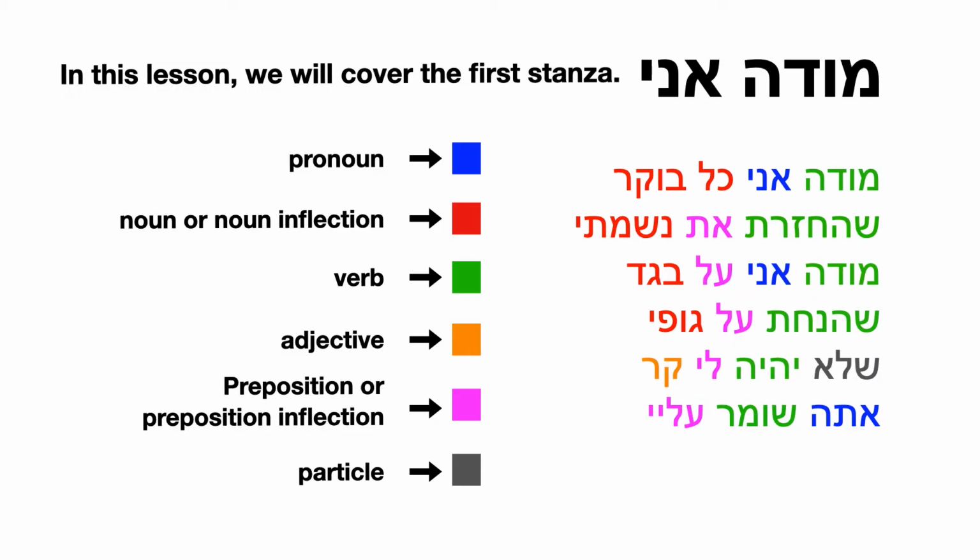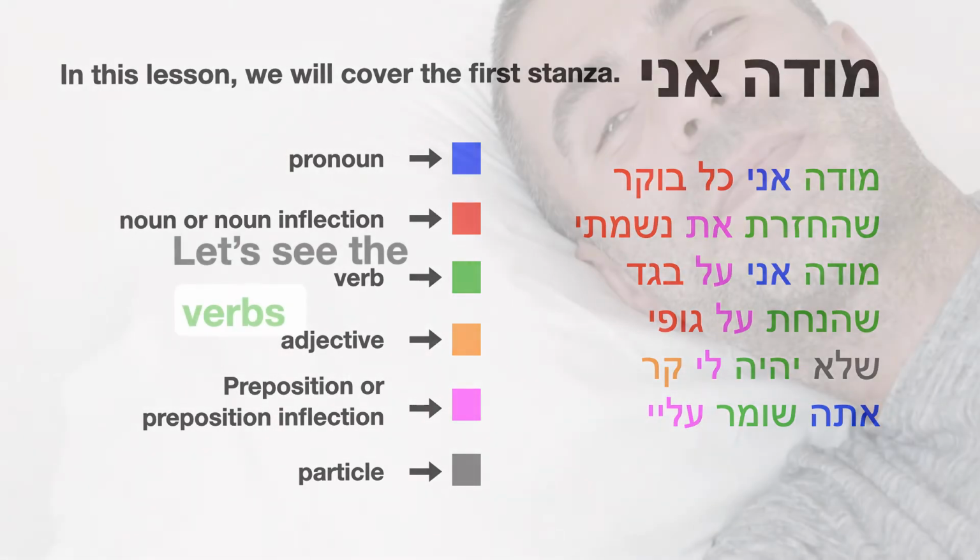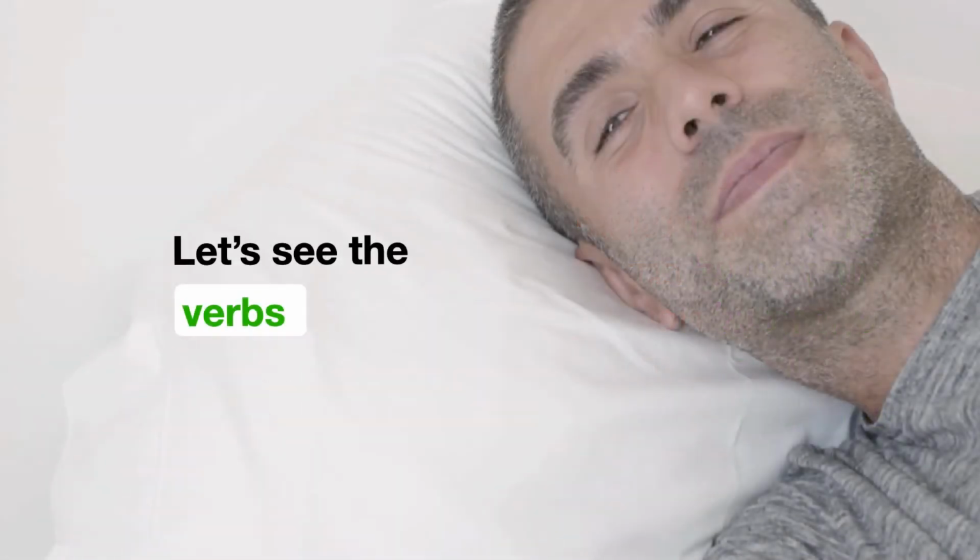In this lesson, we will cover the first stanza. As you can see, there are pronouns, nouns or noun inflections, verbs and adjective, preposition or preposition inflections, and also a particle. We'll get to see each of these words to increase our vocabulary. Let's start by looking at the verbs.